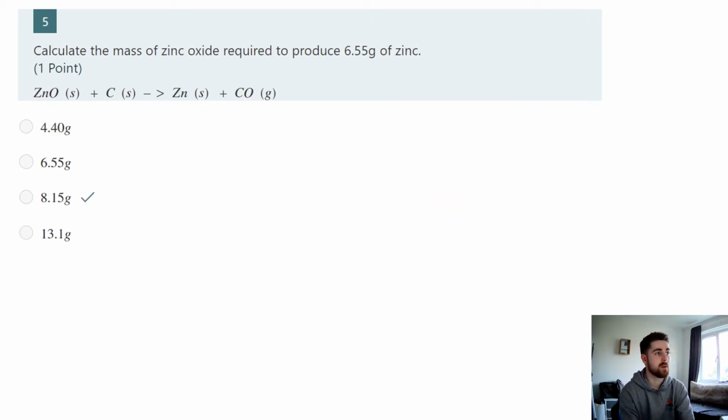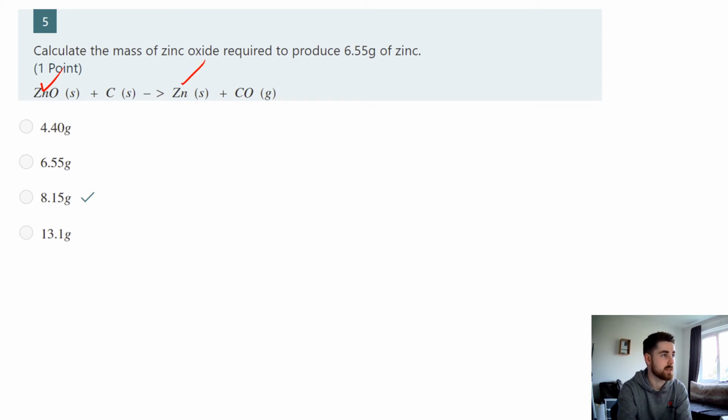Question 5, calculate the mass of zinc oxide required to produce 6.55 grams of zinc. So we are kind of working backwards now. As opposed to working out the mass of a product that we produced, we are working out the mass of reactant that is required to produce a certain mass, and that is 6.55 grams of zinc. So let's keep it simple. Let's identify the substances from the balanced equation that we're concerned with, and that will let us eliminate the substances that we're just going to ignore.